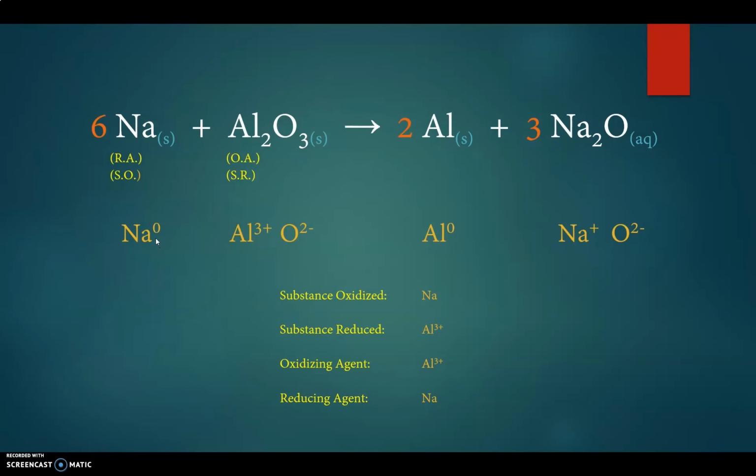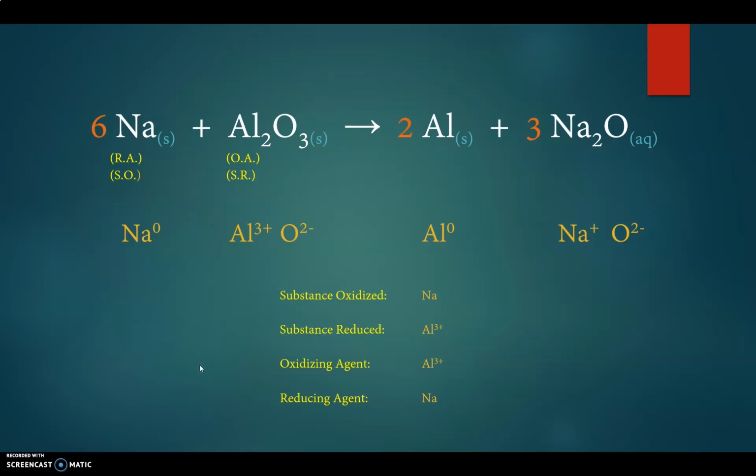So sodium's charge went from 0 to +1. So an increase in charge means that sodium was oxidized. So we simply put SO for substance oxidized under sodium. Aluminum went from +3 to 0. So a decrease in charge means that the aluminum was reduced. So we call it the substance reduced and simply label it as SR.